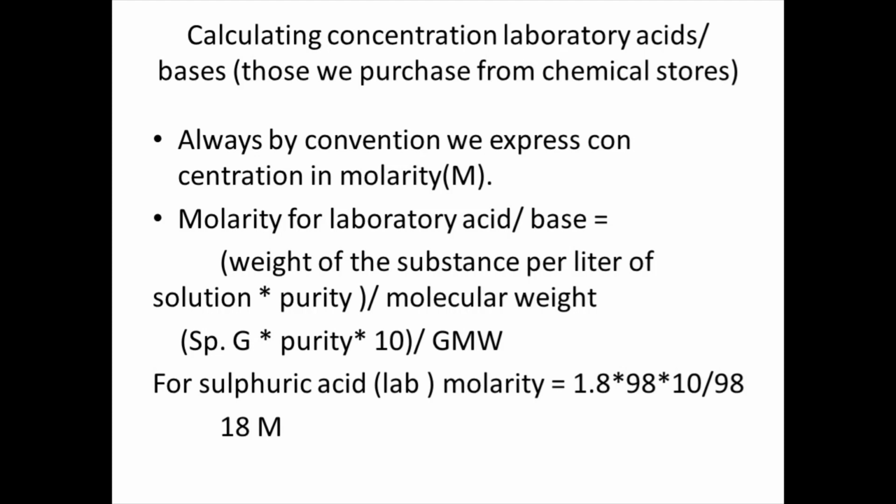For sulfuric acid, which you purchase from a supplier, the specific gravity will be there on the specifications as I showed previously. It is 1.8. GMW is 98, percentage purity we have just seen 98. So just substitute all in the formula, specific gravity multiplied by purity into 10 by GMW. So 1.8 into 98 into 10 by 98. So the molarity of sulfuric acid which we purchase from particular suppliers is 18 molar.